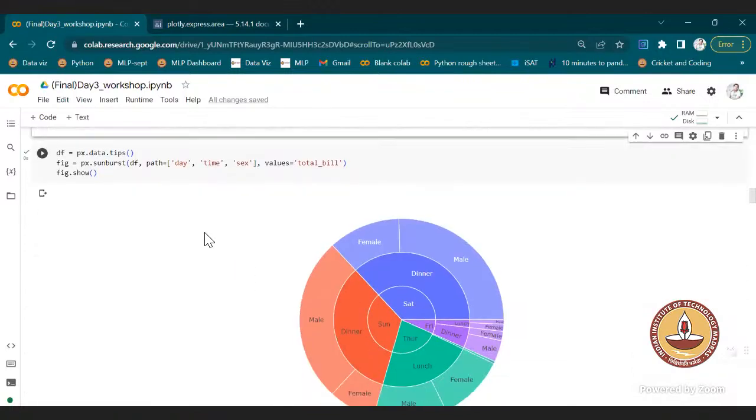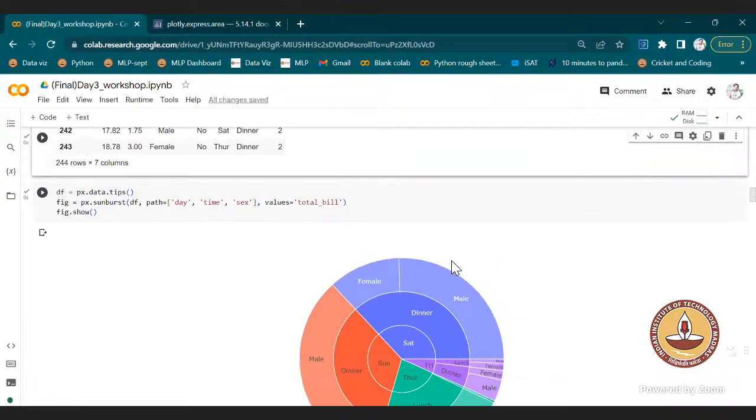So what we have done here is just create the path. First, we will plot the day, like Saturday, Sunday, Thursday, Friday. Then the time, whether it's dinner or lunch. And then in the values, we have given the total bill. Gender was also there, I just forgot to mention that. So like this, we can plot it here.